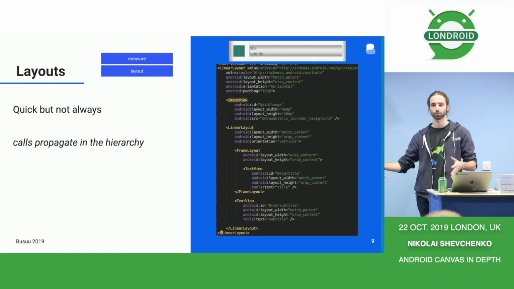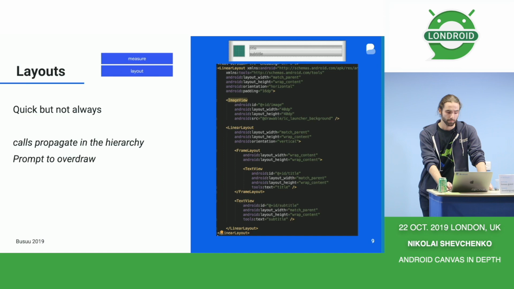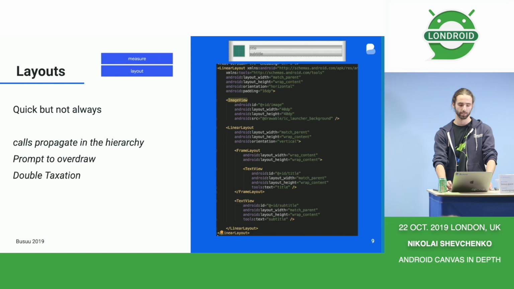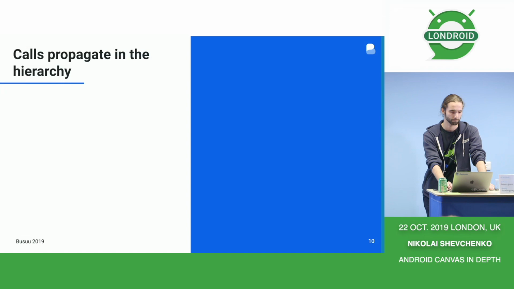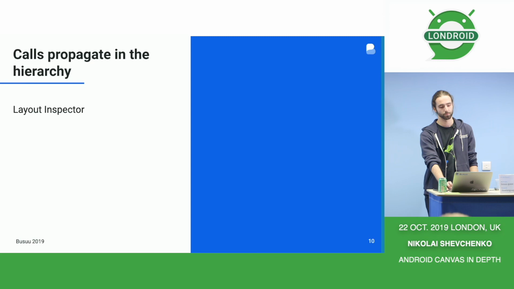Another problem that we're going to have is that layouts are prone to overdraw, and there is a concept called double taxation, which we're going to go through very quickly. That means that the measure and layout process can happen twice. Let's go through the first one and see how we can optimize it quickly to save our layouts with a bit of winning strategies. The calls propagating in the hierarchy means that we can simply use the linear layout.